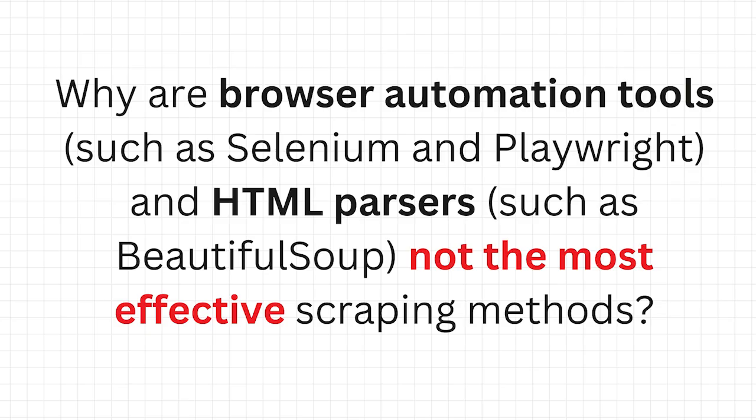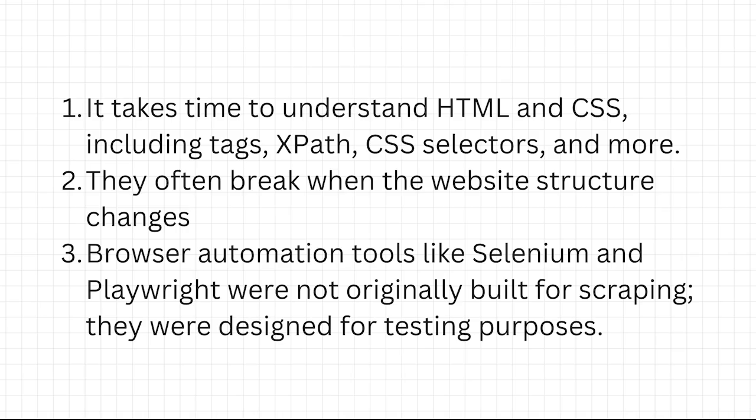So here are three reasons why browser automation tools and HTML parsers are not the most efficient scraping method. First, it needs a background in HTML. We need to select the correct tag names or XPath or CSS selector. This process takes quite a long time, at least for me. Second, it's very prone to error because the structure could change dynamically. We'll spend lots of time to redevelop the scraper every time this changes. And third, always remember that tools like Selenium or Playwright are not originally built for scraping tasks.